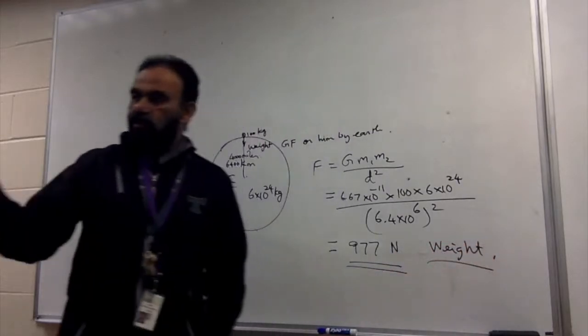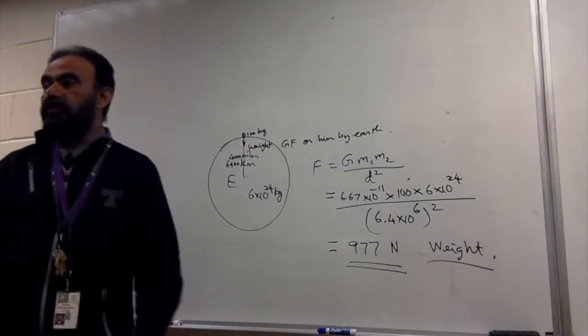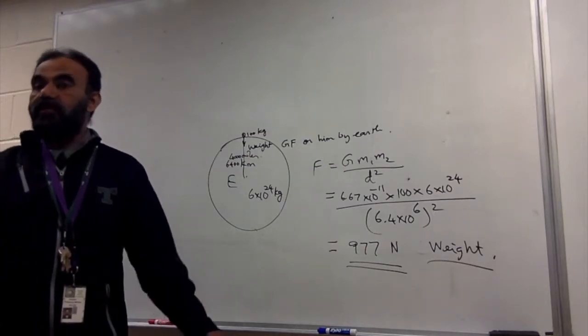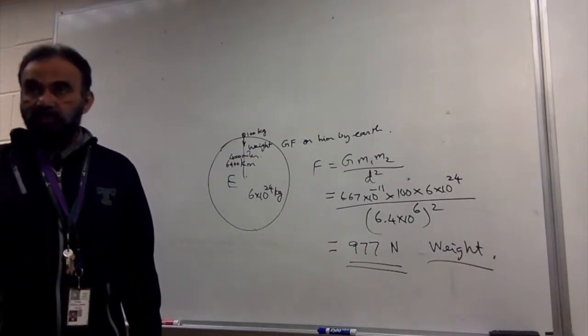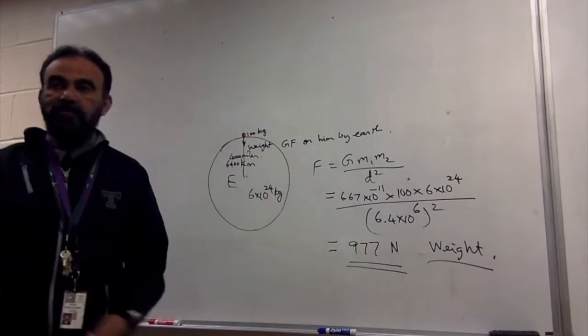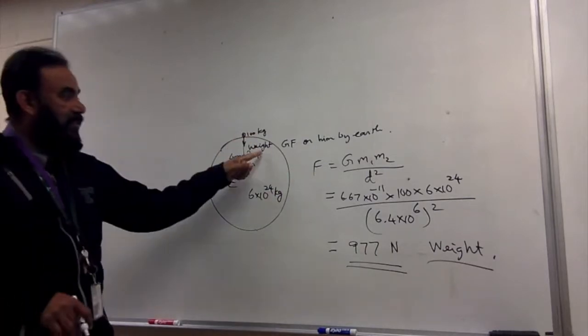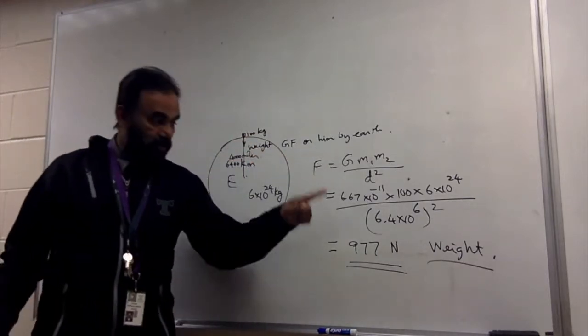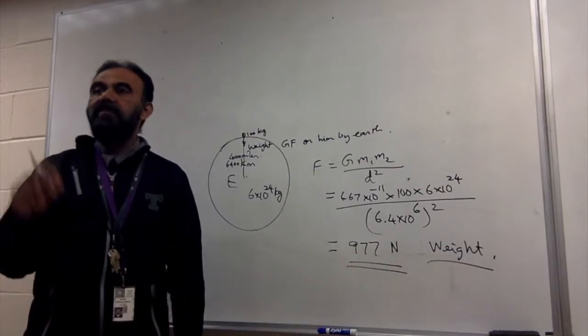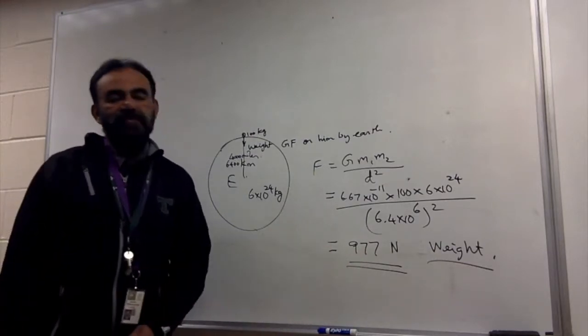So if someone asks you, what is your weight? You say 977 newtons. That's the exact answer. Because the question is weight, not mass. If somebody asks you, what is your mass? Then you say 100 kilograms. But what's your weight? Because weight is a gravitational force on him by the Earth, you've got to say this number as the proper answer scientifically. 977 newtons.